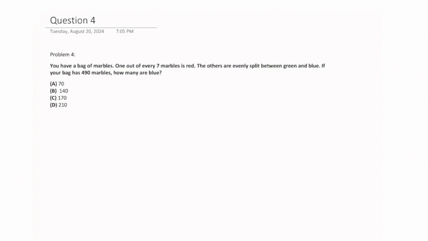So we're going to highlight the important numbers so we know 1 out of every 7 is red, and we know that they are in sets of 7. Then we also see that they are evenly split between green and blue, your remaining number. Now we have 490 marbles total, and we're trying to find how many are blue.